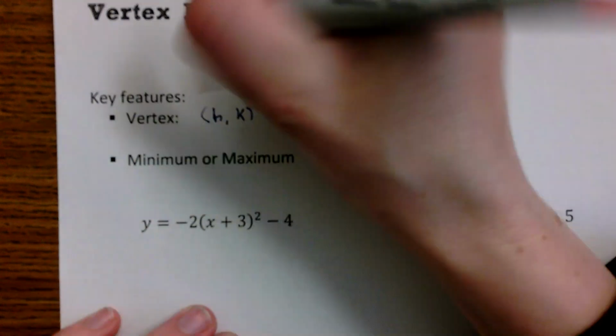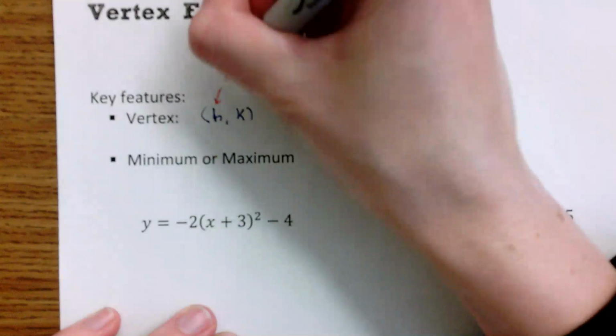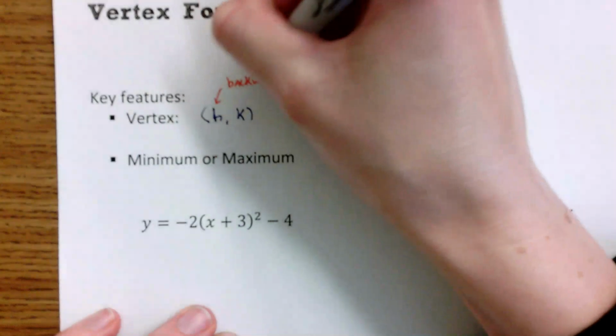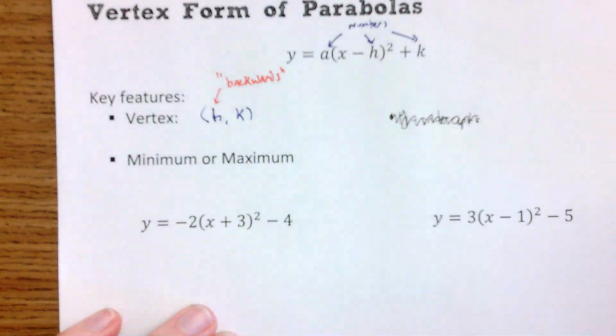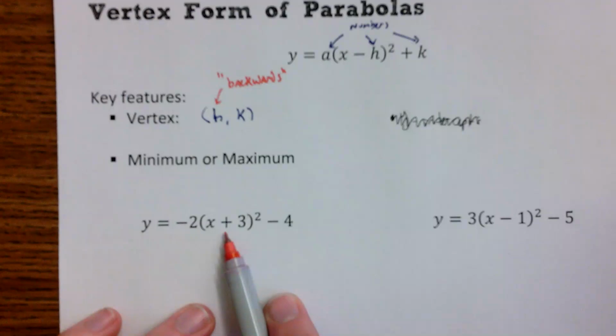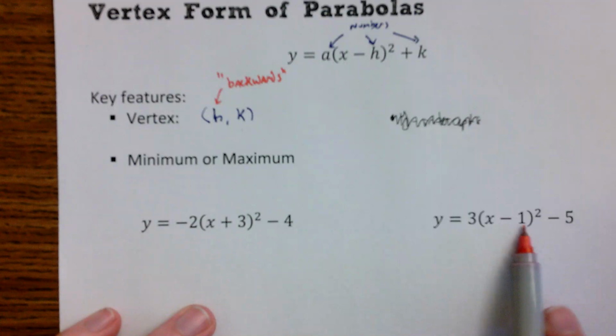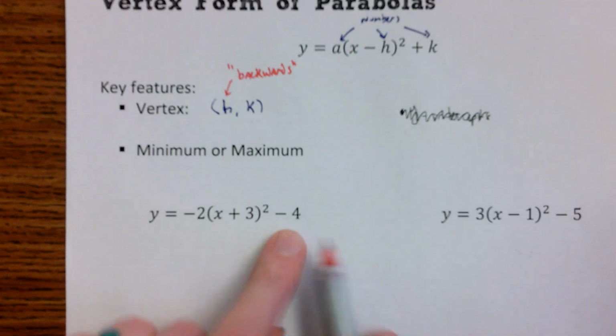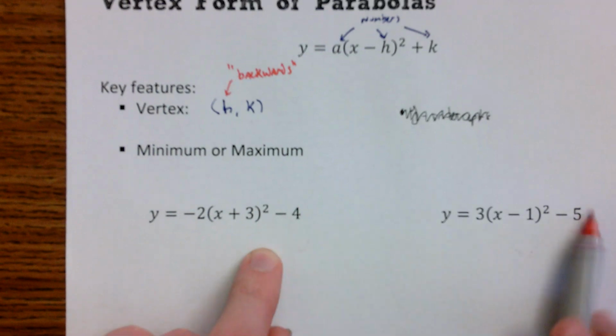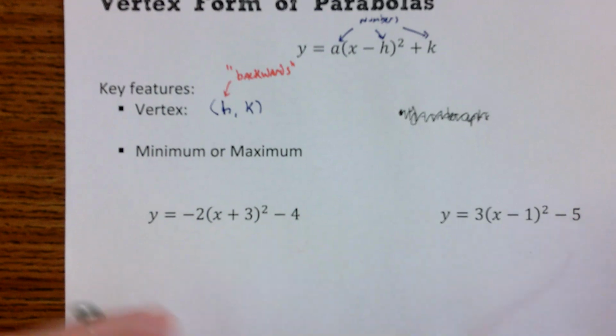So how I kind of think about it is I just think about this one as it's backwards. It's not really backwards, but I think that's the easiest way to think about it. If this one says +3, then H is going to be -3. If this one says -3, then H is going to be +3. I'm sorry, -1, it'll be +1. The K is just exactly what it looks like. K is -4 on this one, and it's -5 on this one.